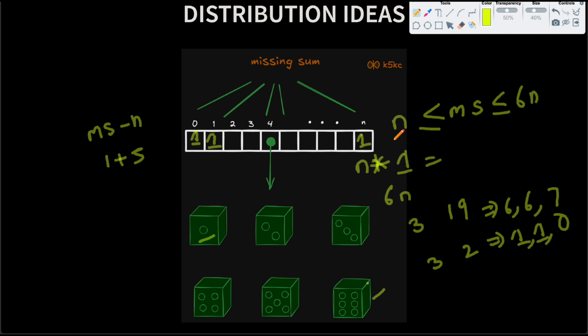For example, if n is equal to 3 and missing sum is equal to 17, initially we will assign 1 each to all the observations, and now our missing sum becomes 14. And now we will assign 5 each to all the observations.